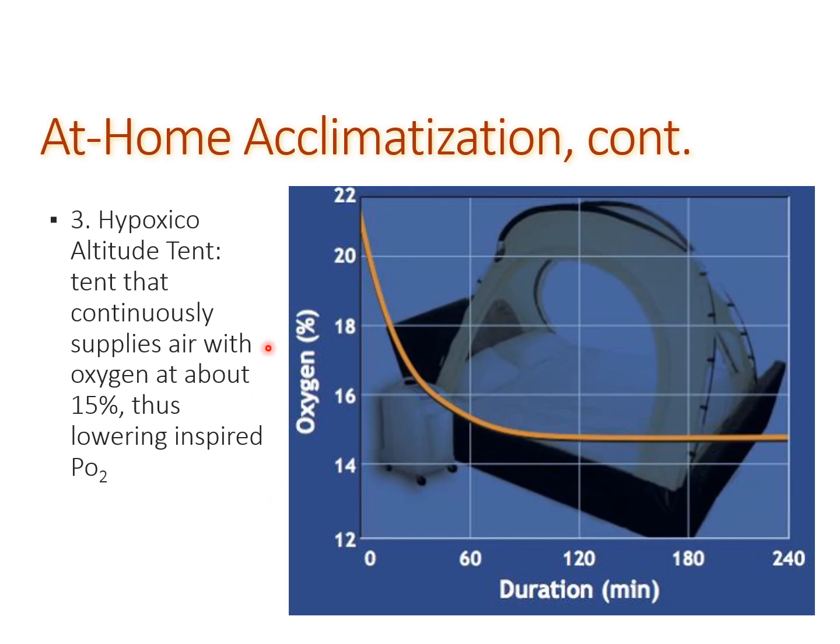And number three is a hypoxico altitude tent. So this is a tent that continuously supplies air with oxygen at about 15% instead of the 21% that's normal, and that lowers the inspired pressure of oxygen. So this is our normal value here of oxygen at 21%. They put you into this tent. They start pumping in different air that doesn't have quite as much oxygen, and you have to get acclimatized to living at or existing in a space that has less oxygen.